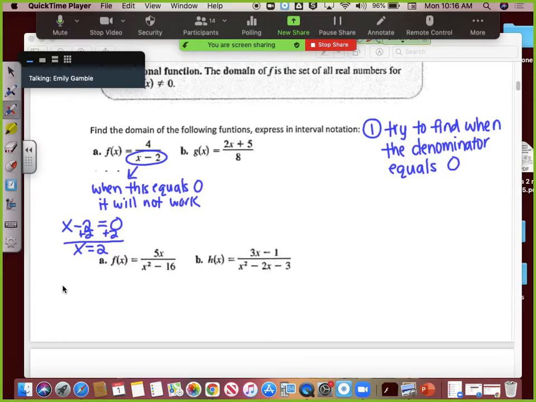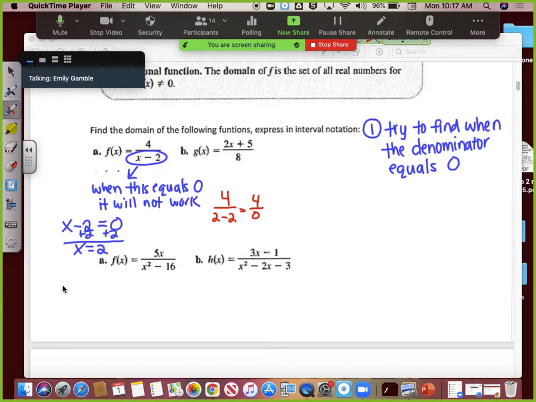Looking at this function here, if we have x is equal to 2, this will say 4 over 2 minus 2, which equals 4 over 0. This does not exist. 4 divided by 0 does not work. So what happens when you're finding the domain of the functions, you are basically finding all of the numbers that will work except for, in this case, the one that does not work.